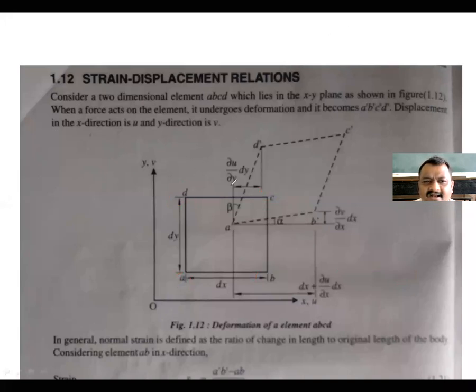Displacement in the x direction is u. Displacement of all A, B, C, D points is u in x direction, and v in y direction. Now what will be the new position of A dash, B dash, C dash, D dash? So dx is the length of AB, dy is the length of AD. Is that clear?